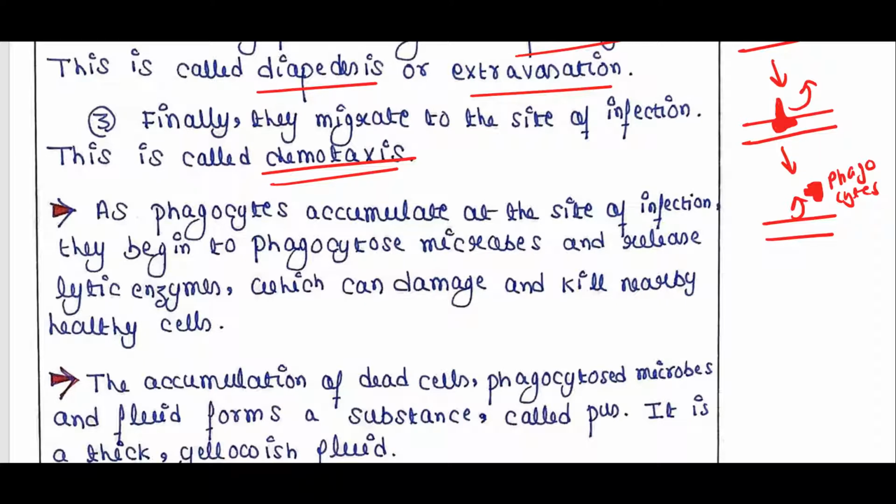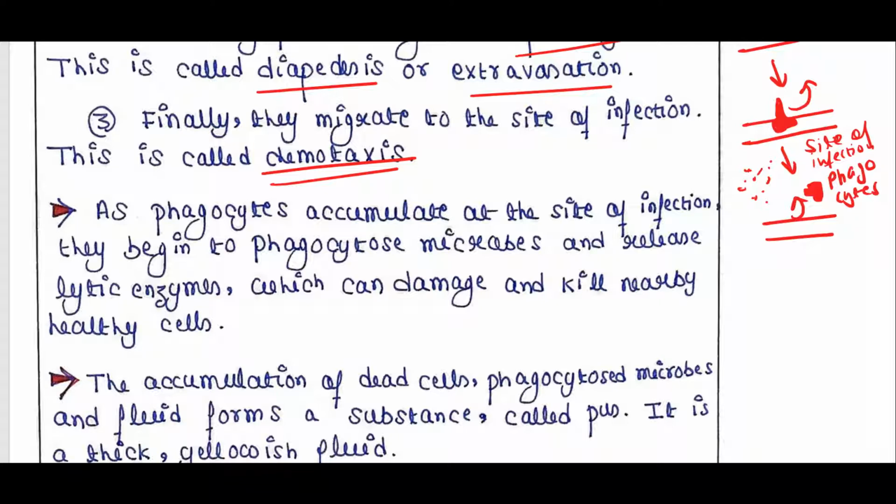Now, as phagocytes accumulate at the site of infection, they begin to phagocytose microbes. So this is the site of infection, and in that site you will get a number of microbes like that. Phagocytes undergo phagocytosis, we all know. Now when the phagocytes have reached the site of infection, they will start phagocytosis and then they will kill and destroy those microbes.